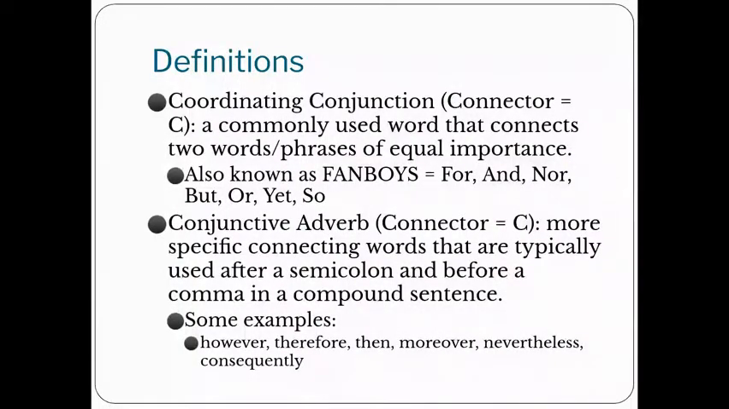Other definitions. Coordinating conjunction. We've seen this before. Again, this is a connector, letter C. Coordinating conjunction is a commonly used word that connects 2 words or phrases of equal importance. We'll oftentimes call these fanboys. For, and, nor, but, or, yet, or so.